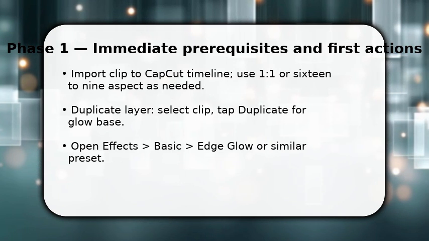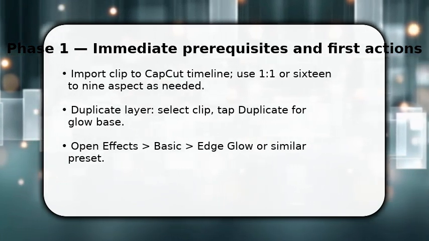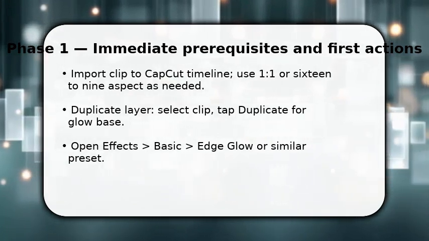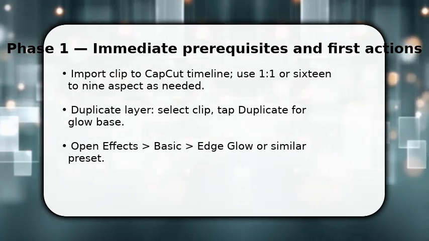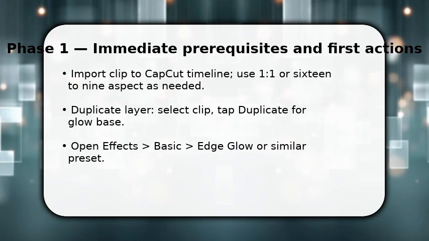Now reduce the duplicate's opacity to around 30% as a preview. This prevents immediate overpowering. Next, switch to Mask or Effect controls to prepare for precise adjustments.